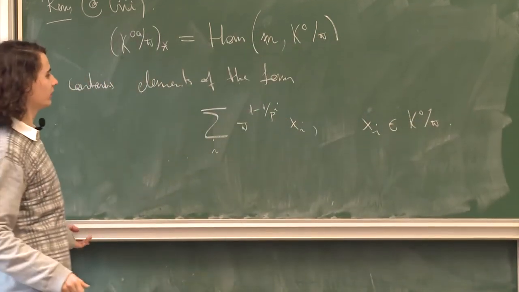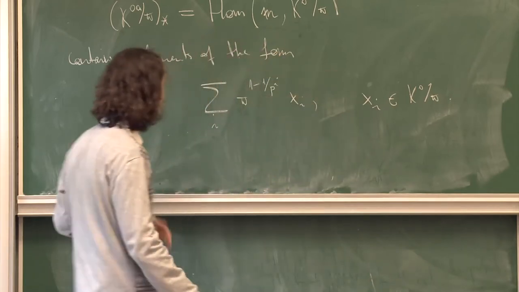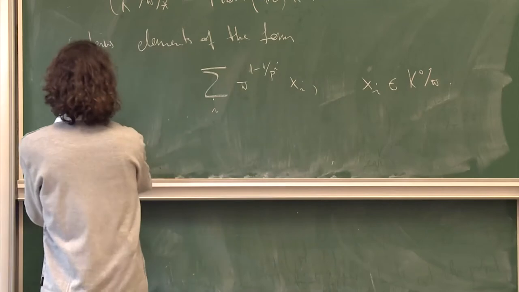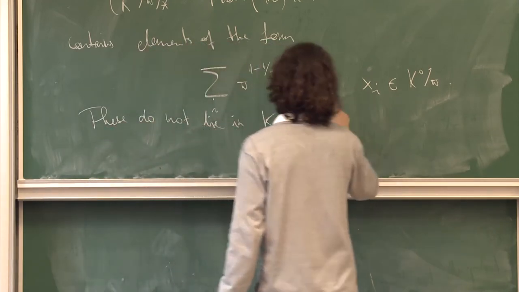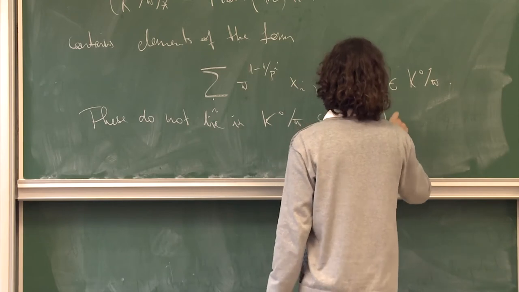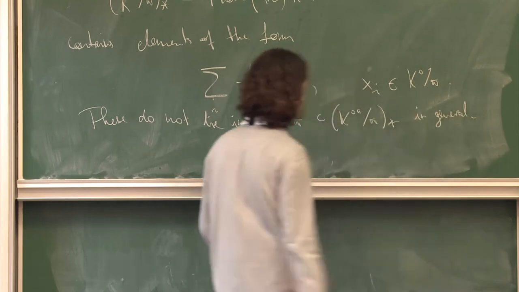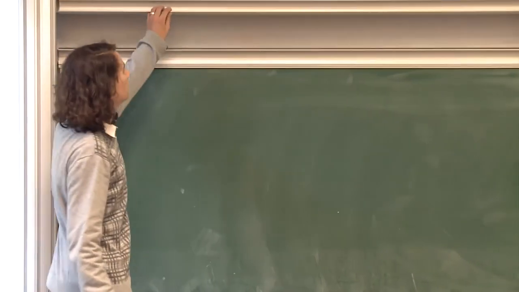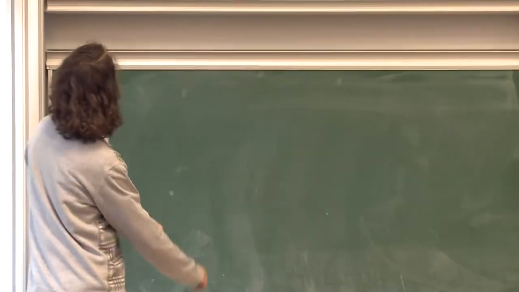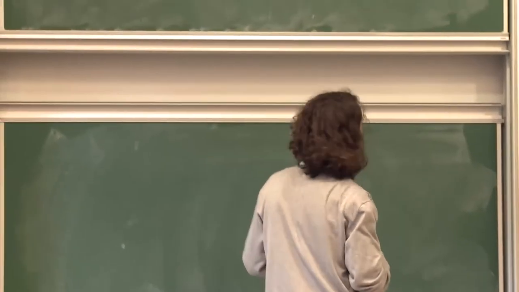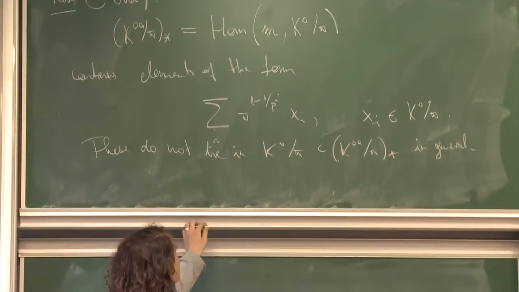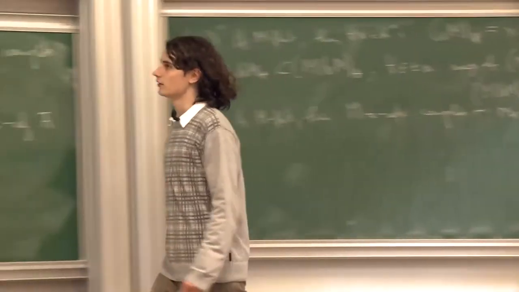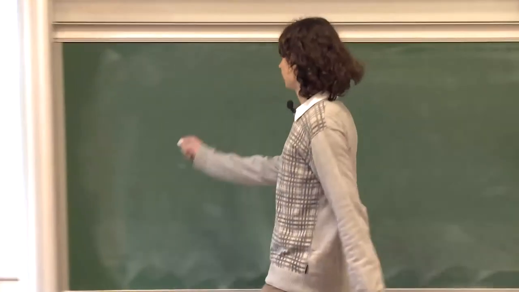Because as soon as you multiply by some small epsilon, this will just be a finite sum, which will then make sense. And so the problem is that these elements do not lie in K0 mod pi, which is a subset of this in general. We cannot lift them to elements of K0. Okay, so also we see that somehow these elements will not lift any further, because there is this accumulation point of the exponents here, and that's some of the reason that here in 3 we get this last statement. Okay, and so let me give a proof of this.